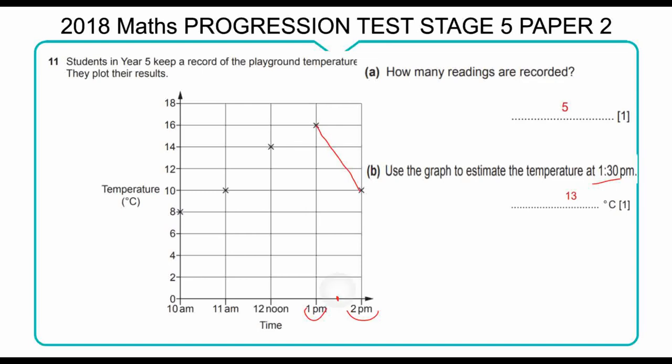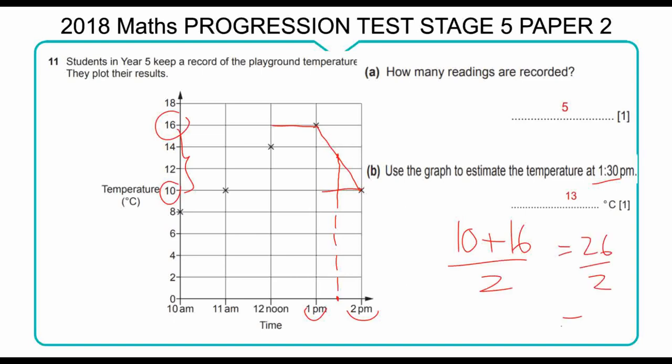and we plot the graph going up, that will be approximately the middle point between these two. While this one is 16 degrees, this one is 10 degrees. So the middle point is the mid number between 10 and 16. You can get it by 10 plus 16 over 2, which is 26 over 2, which equals 13. That's how we got our answer. We'll move on to the next question.